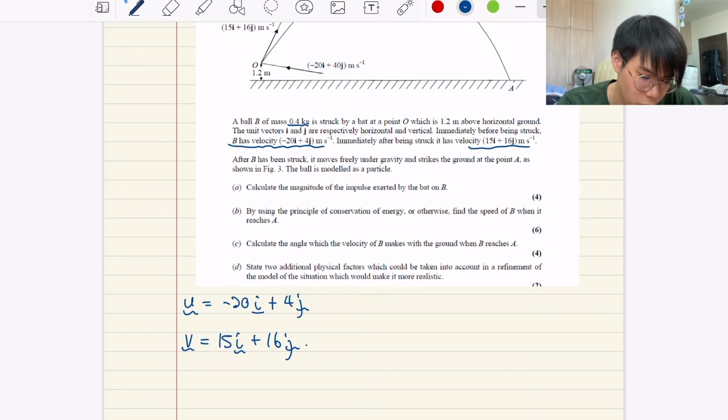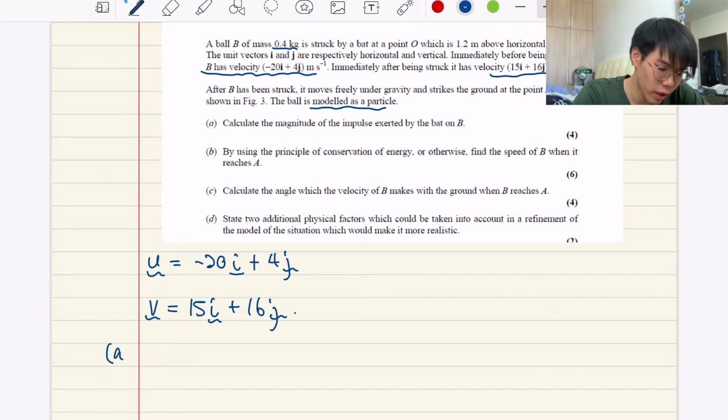The ball is modeled as a particle. Okay, so it's really important that the ball is modeled as a particle. I will explain that later. Okay, so first we do A. Calculate the magnitude of the impulse exerted by the bat on B.